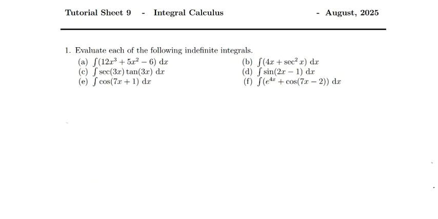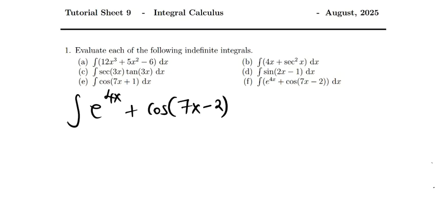Now we have one more. We have got one more to answer. Okay. So that is the integral of e to the power 4x plus cosine 7x minus 2. So we can distribute the integral to all of them, right? So how do we integrate this?